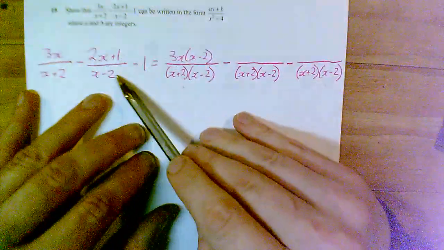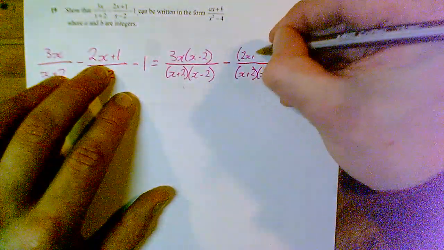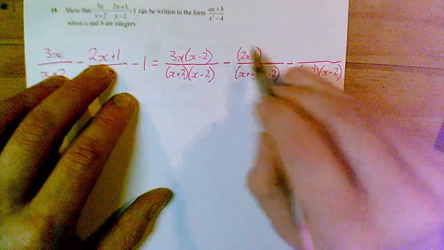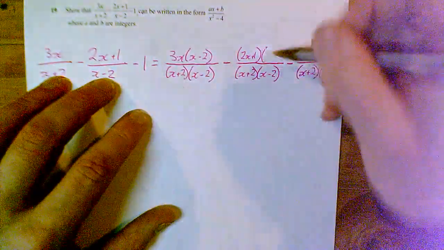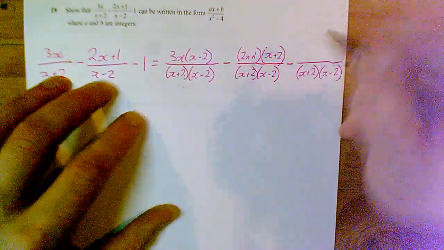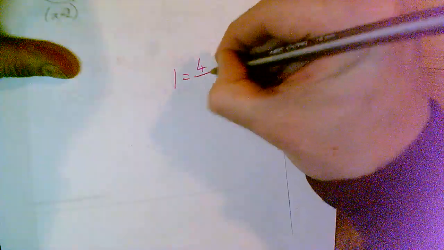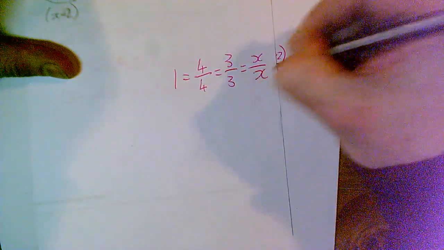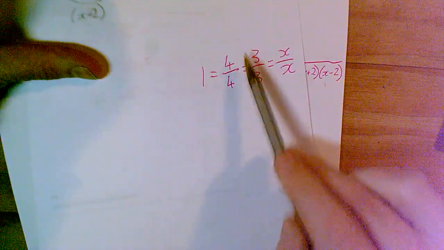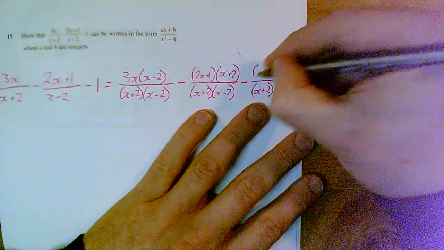Now this one I've got to multiply by x minus 2, but I've got to multiply everything there, the whole of the 2x plus 1 with brackets on, by x plus 2, because I've already got an x minus 2, I'm multiplying by x plus 2. Final one, this 1, just like it, 1, as long as the numerator is the same as the denominator, I get 1. 4 over 4, 3 over 3, x over x, or even all of that divided by all of that.